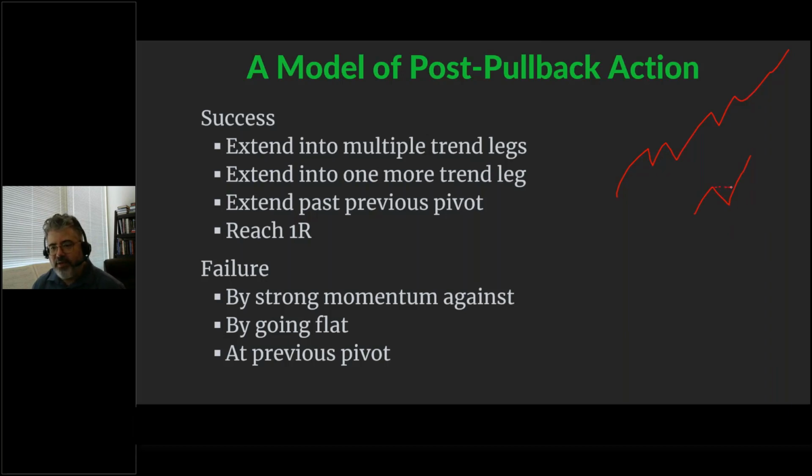Getting past that previous pivot at all, touching the previous pivot, is a kind of success. Reaching 1R is a kind of success, but that is more subjective because that's not going to depend on any chart geometry. It's going to depend on where you get in and out of trades.